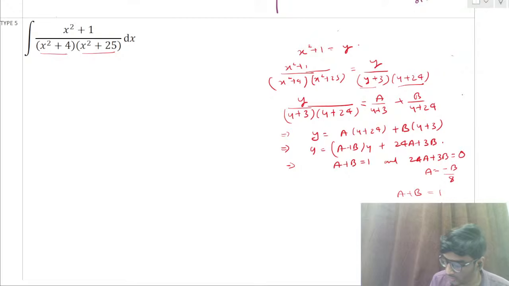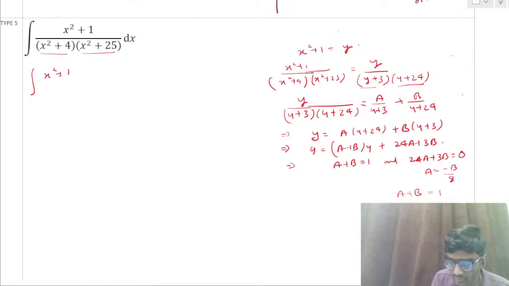So this becomes a is 8 by 7, a is minus 1 by 7. So this integral becomes x square plus 1 upon y plus... We are not going to directly substitute it.